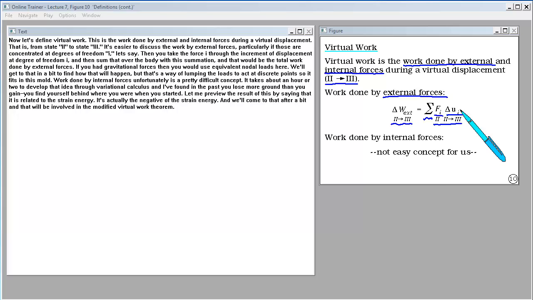Work done by internal forces, unfortunately, is a pretty difficult concept. It takes about an hour or two to develop that idea through variational calculus, and I've found in the past you lose more ground than you gain. You find yourself behind where you were when you started. Let me preview the result of this by saying that it's related to the strain energy. It's actually the negative of the strain energy, and we'll come to that after a bit, and that will be involved in the modified virtual work theorem.